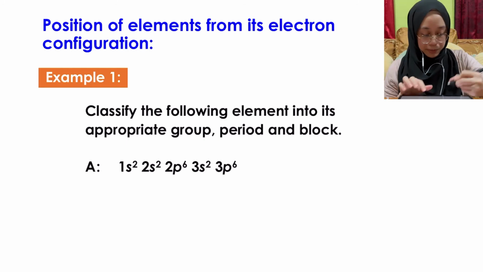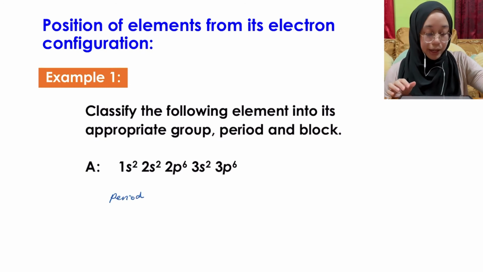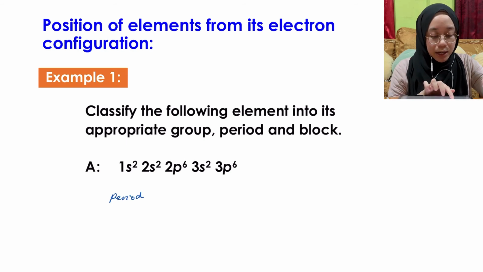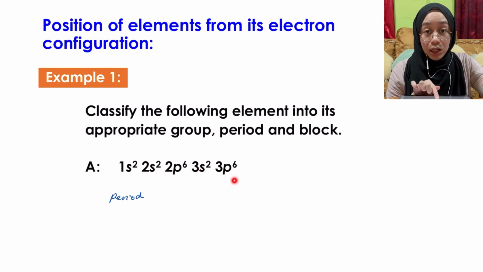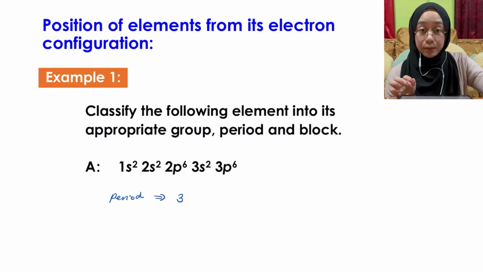Okay, so period tadi, untuk elemen A ni, period dia depends dengan the highest n value kan. So the highest n value, as you can see sini 1, yang 2 ni dalam 2, and these two are in the 3. So 3 is the highest one, meaning period dia adalah period 3.